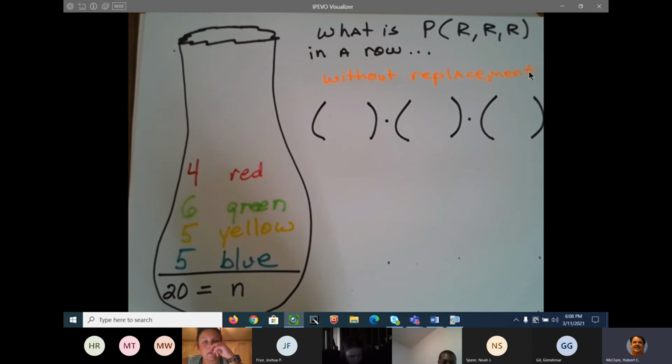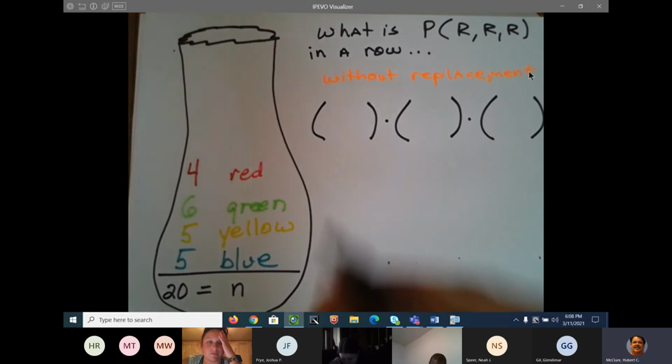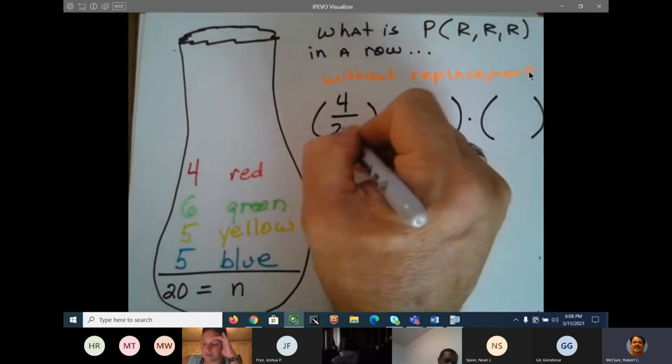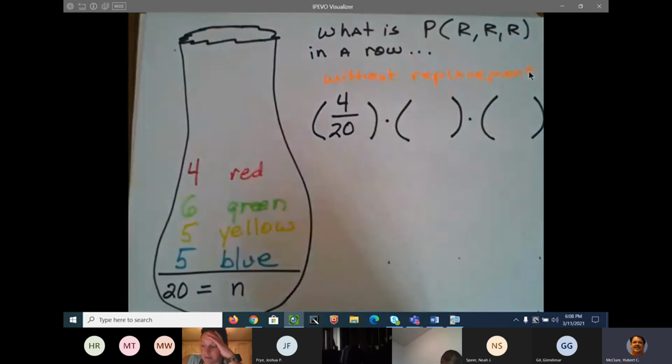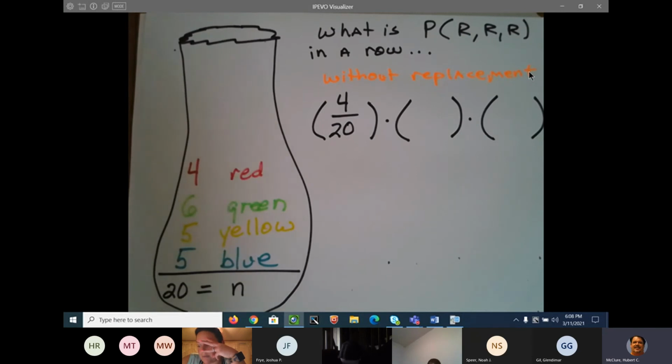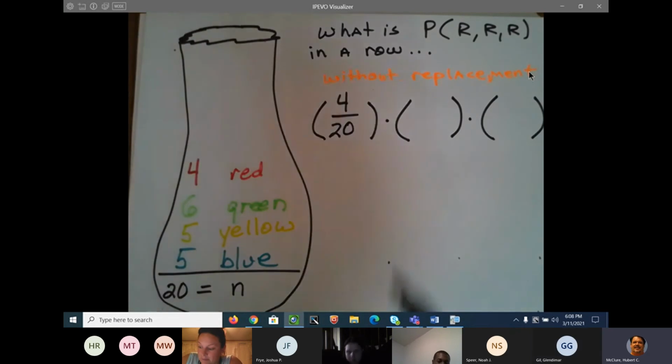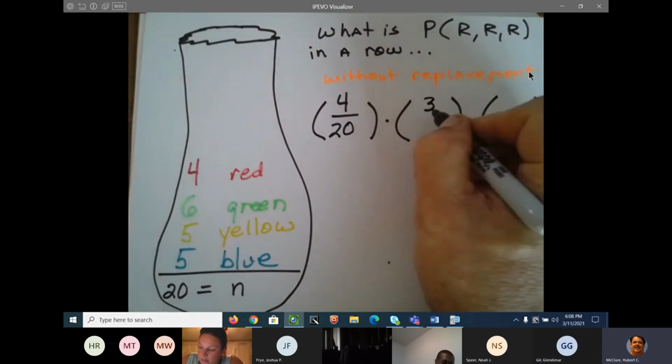Well, if you don't replace them, the first one was 4/20. That's right, 4/20. Therefore, what would the next one be? Let me ask you something, without replacement, what does that mean? With replacement, I wrote down the color. 3 out of 20. Not 3 out of 20, but 3 out of what? 19. 3 out of 19. How'd you know that?